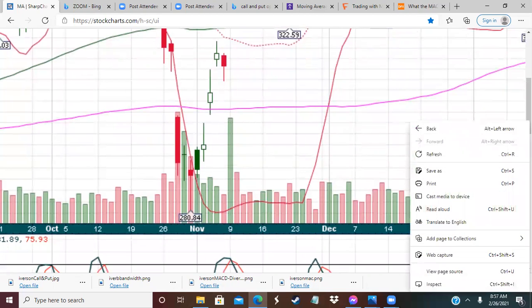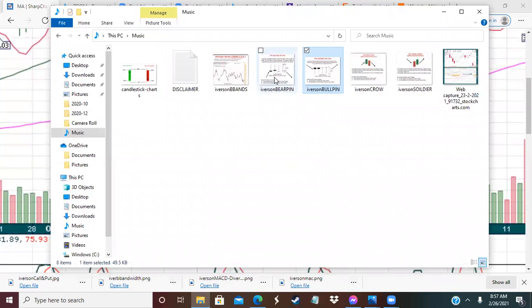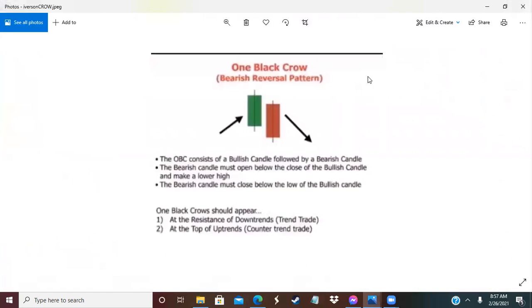Now let's talk about the final two that I actually utilize. So we've talked about the bearish pin bar. We talked about the bullish pin bar. Let's talk about the crow now. All right. This is the crow.